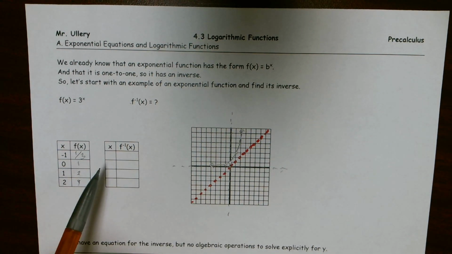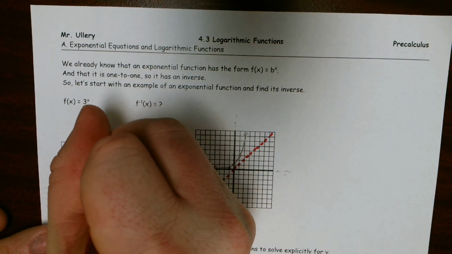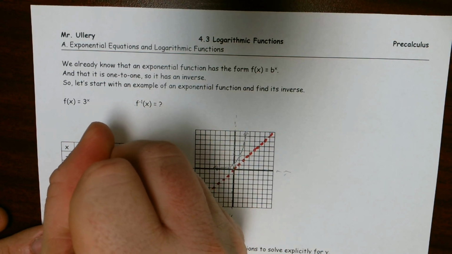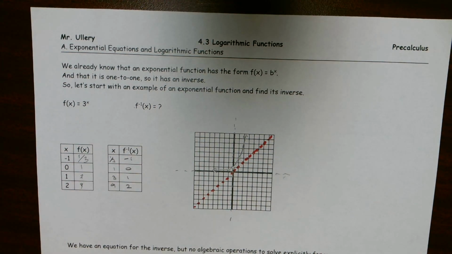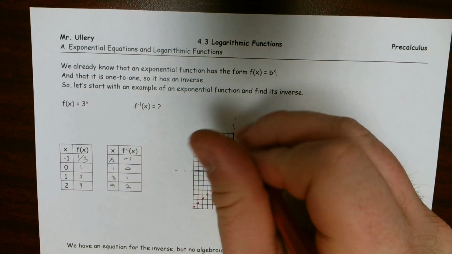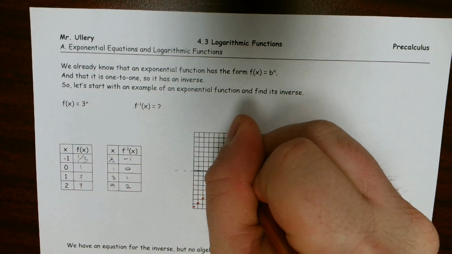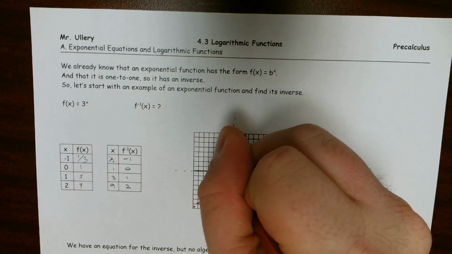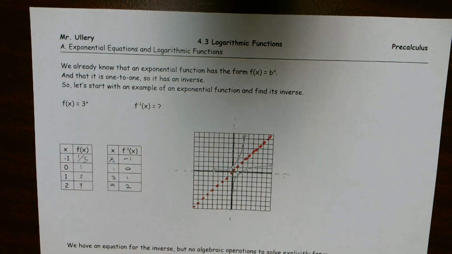Okay, and then with the table of points, all we have to do is flip our x's and our y's. So this is going to become 1/3, negative 1; 1, 0; 3, 1; and 9, 2. So let's go ahead and graph that right now. So 1/3, negative 1 is about right there, 1, 0, 3, 1, and so on. You see that we have about that curve right there.